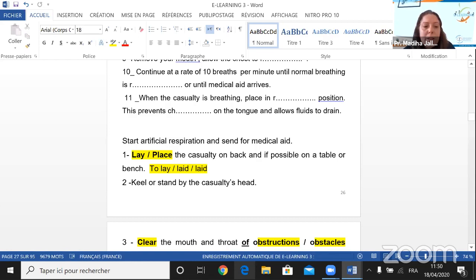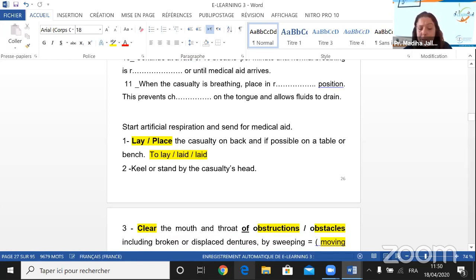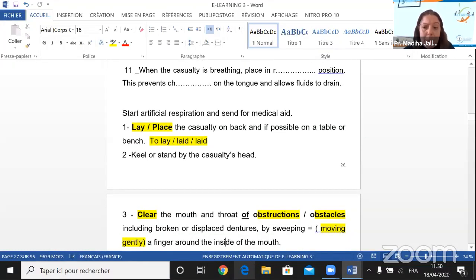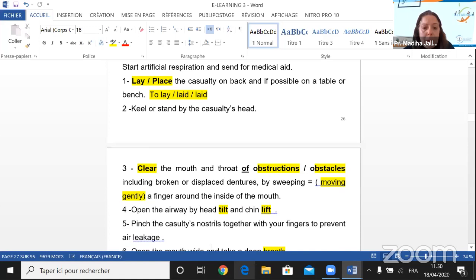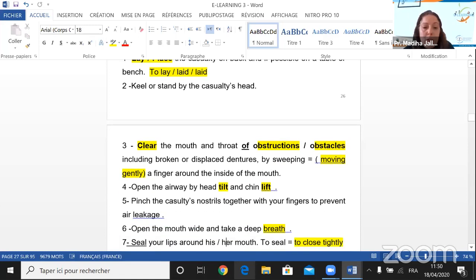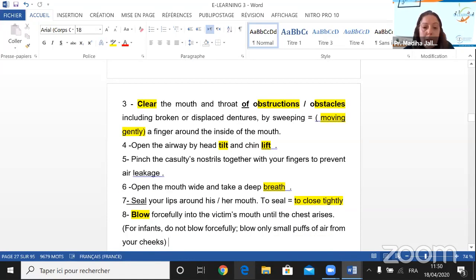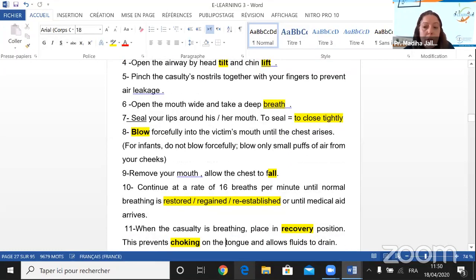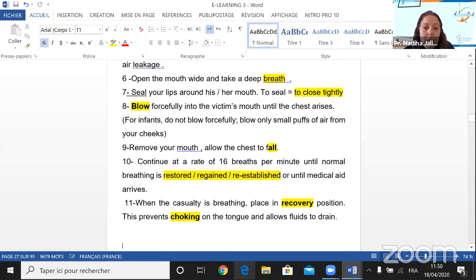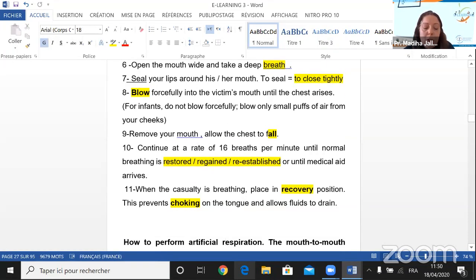So lay or place. Just remember that lay is a regular verb, and the simple past and past participle are laid. So we say the victim is laid on his back. Clear obstructions, obstacles or objects. Tilt and lift. Deeper breath. Explain that the skin is closed tightly or firmly. Blow forcefully. Allow the chest to fall, or you gave the word flatten. Accept it. Restored, regained, re-established, recovery position, and choking. Excellent.